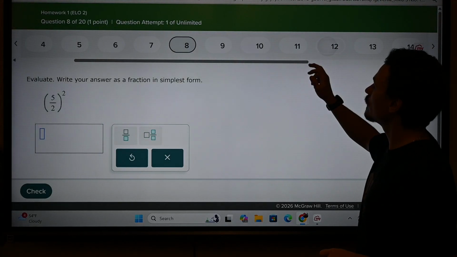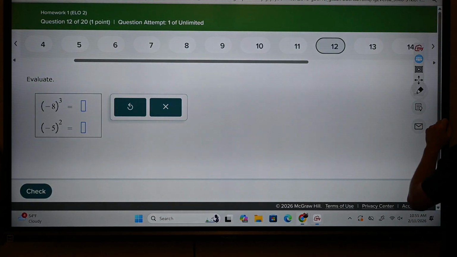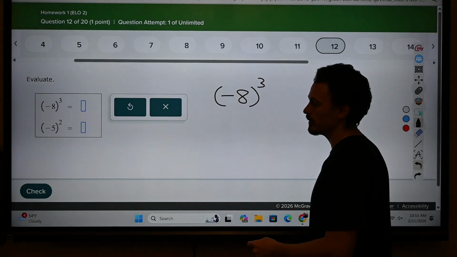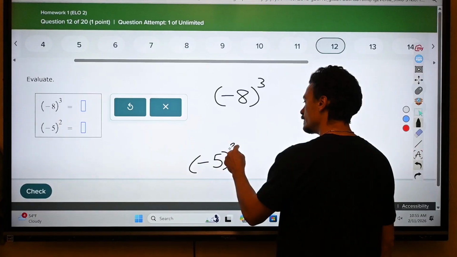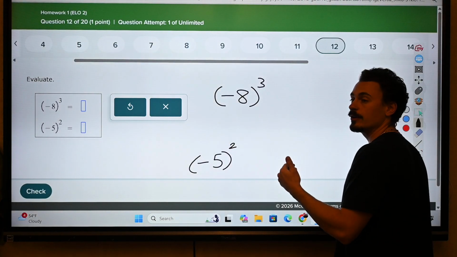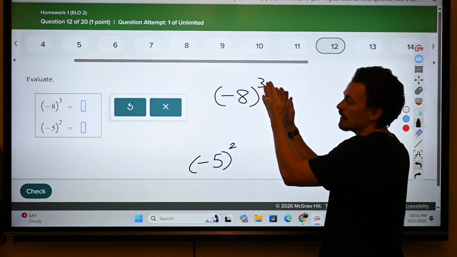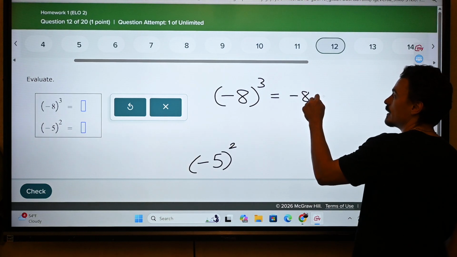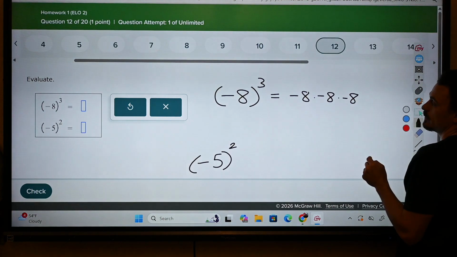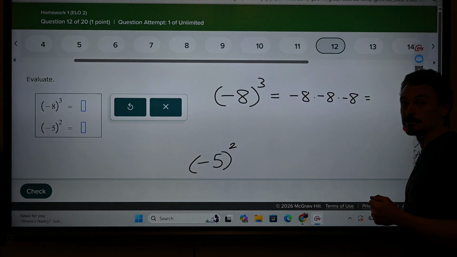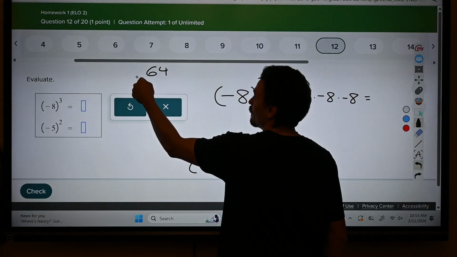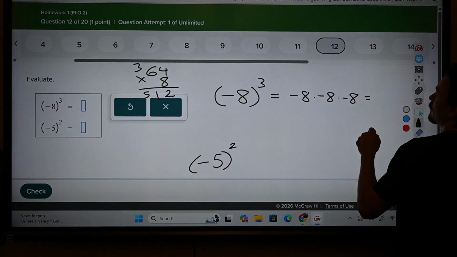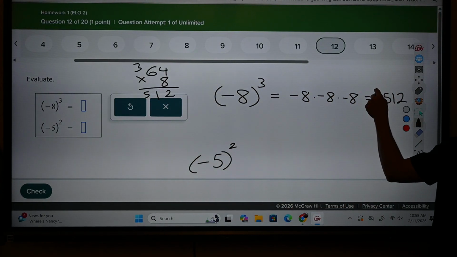All right, number 12. Listen, you're going to use your exponent rules to help you with this one. Whenever you have an exponent, you're going to take what the exponent is evaluating and expand that out. So right here I'm doing -8 times -8 times -8, which is equal to a really big number. I don't know it, so I'm going to do 64 times 8, 512. So this would be -512.